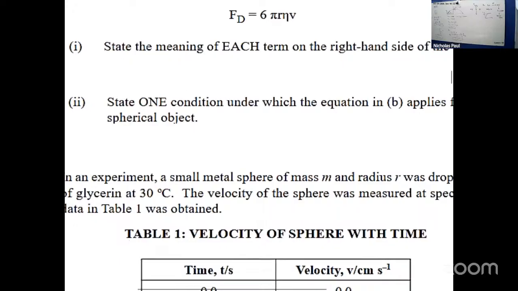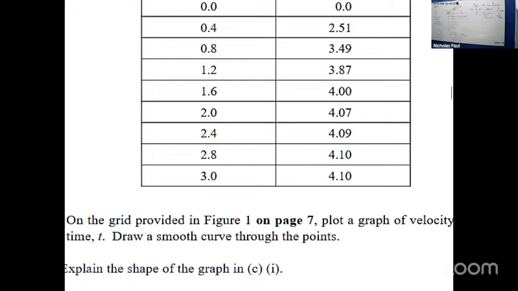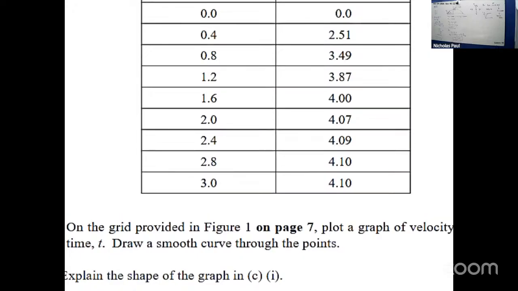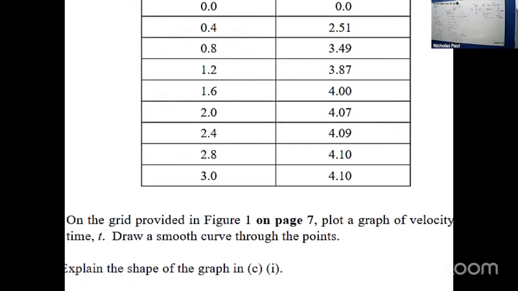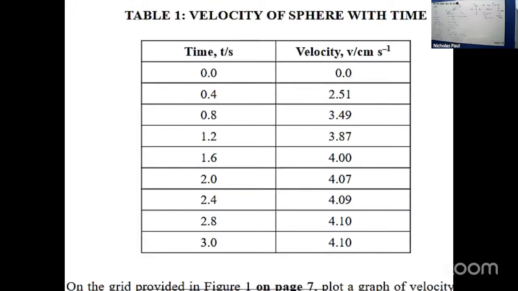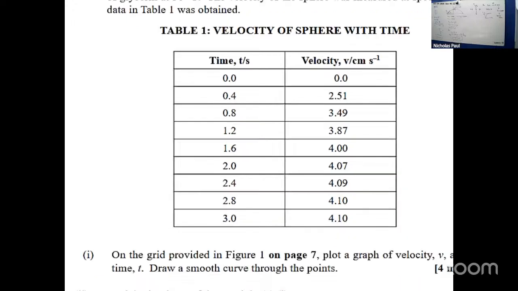You have radius, you have the viscosity, and you have v. State the meaning. Right now, I'm not asking you to plot it, but look at the table. What looks like the terminal velocity there? 4.1. Just make a note of that. Do a quick sketch in your book, starting at 0, going up to 4.1 at around 2.8 seconds.